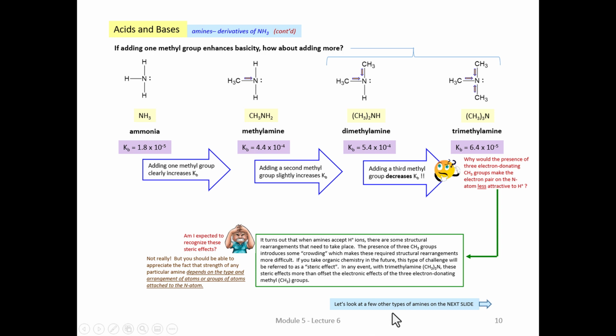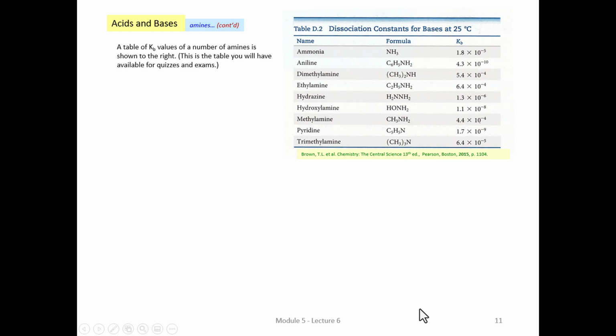Let's look at a few other types of amines on the next slide. This is a table from the textbook that you'll have available for quizzes and exams, and we have referred to before. It's a table of Kb values for some bases. And we've already discussed four of these: ammonia, methylamine, dimethylamine, and trimethylamine. Let's take a brief look at a couple others.